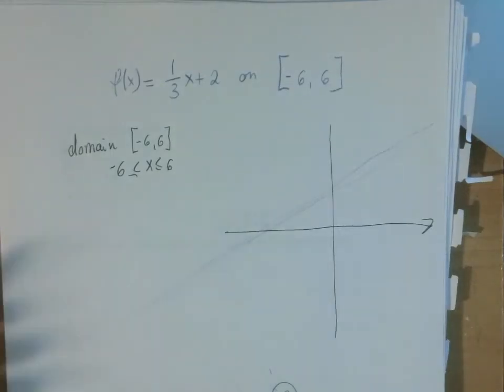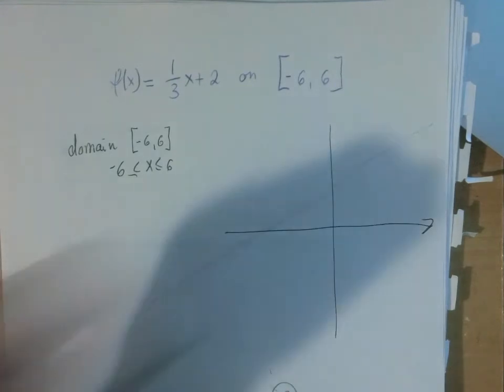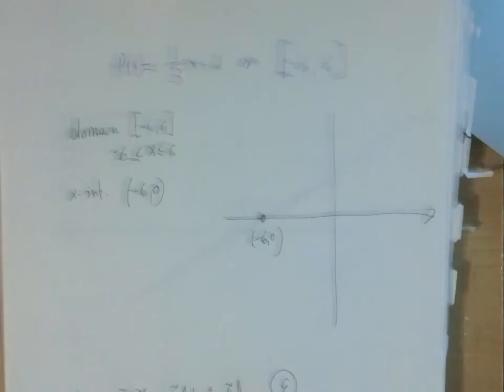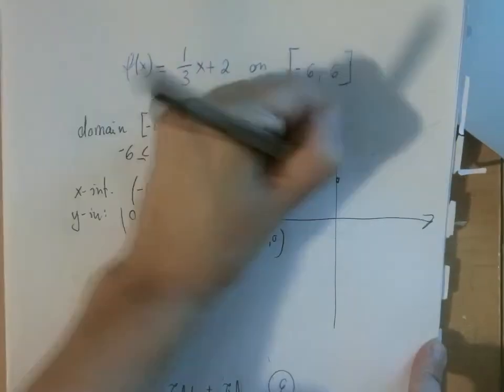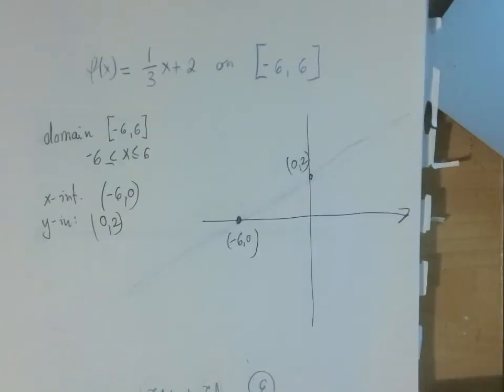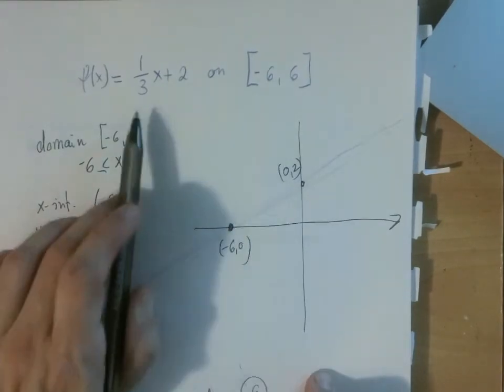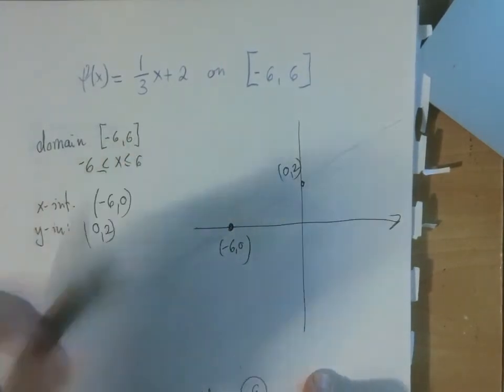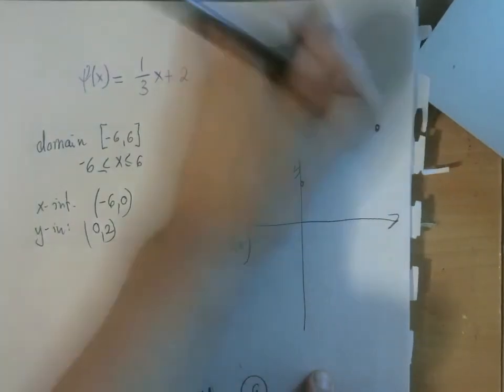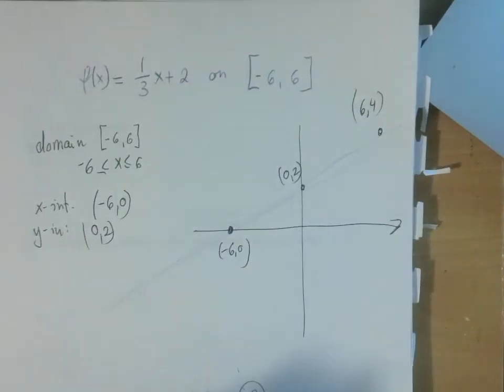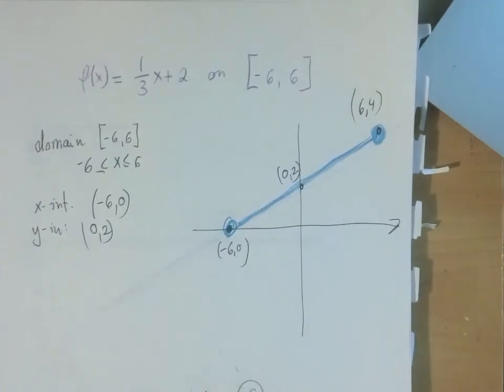So we already computed the x and the y-intercepts, right? The x-intercept was (negative 6, 0), and the y-intercept (0, 2). We just substitute x equals 0, right? Let's just figure out what this function does at x equals 6. So 6 over 3 is 2, 2 plus 2 is 4, so we have (6, 4). So actually our graph looks like this. So it is just a closed interval of a slice from this infinite straight line.